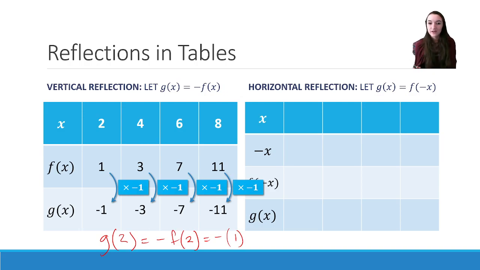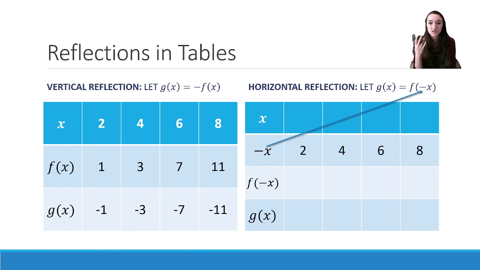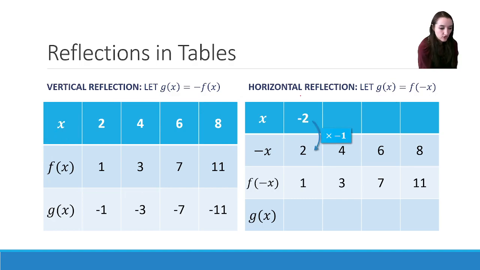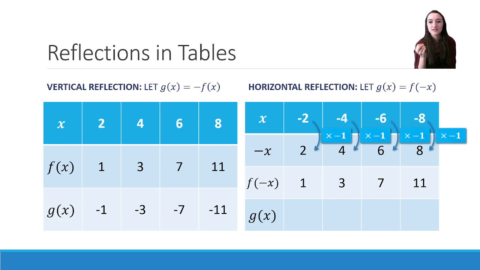So, for the horizontal reflection, we have to think about what we know versus what we need to learn. We are changing our input instead of changing our output. So what we know is if negative x were 2, 4, 6, 8, then f of negative x are 1, 3, 7, 11. That's what we know from over here. Then what would x have to have been? Well, first, if negative x is 2, then positive x is negative 2. If negative x is 4, positive x is negative 4, which is a little confusing to say, but just solve the equation and it makes a little bit more sense.